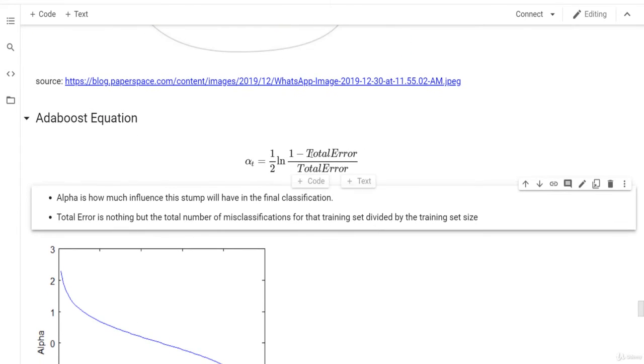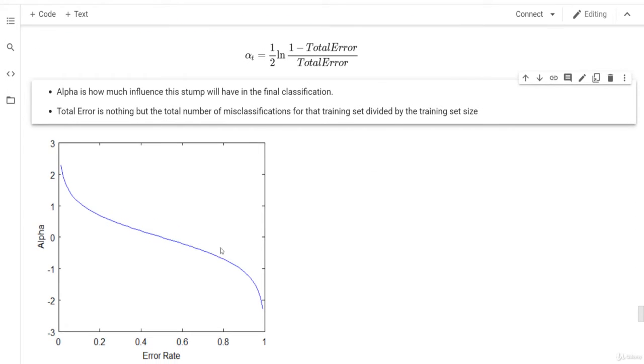And the total error here is nothing but the total number of misclassifications for the training set divided by the training set size, right? So the percentage of incorrectly classified samples. Okay, so this is basically the total error. And let's look at the graph here, right?